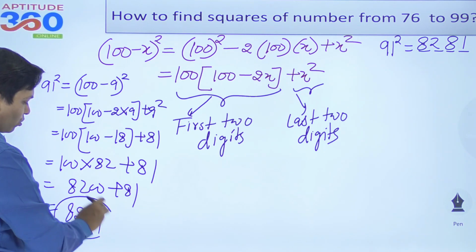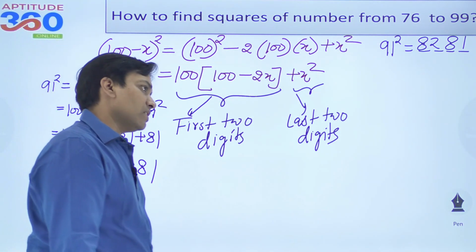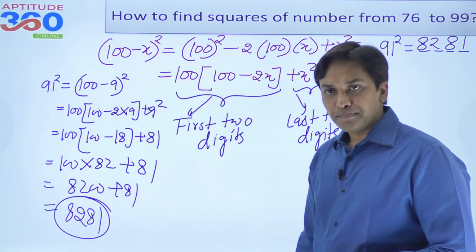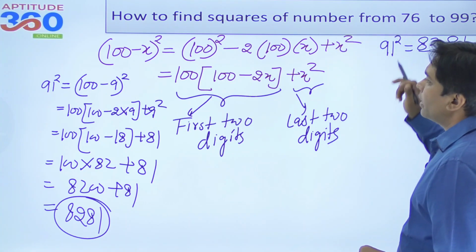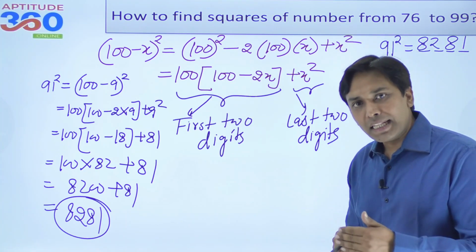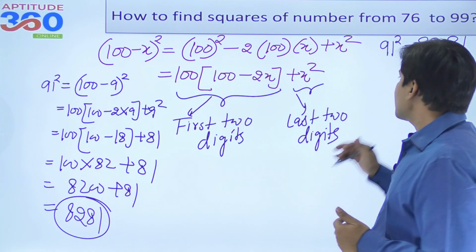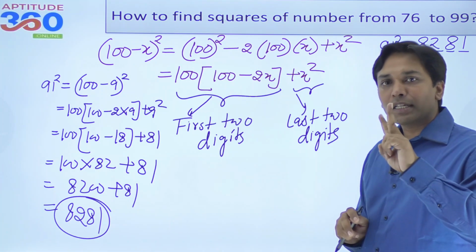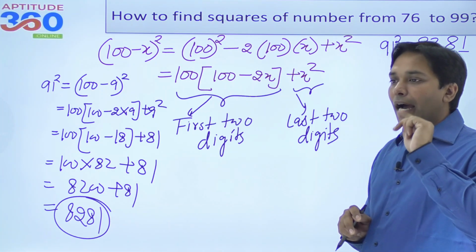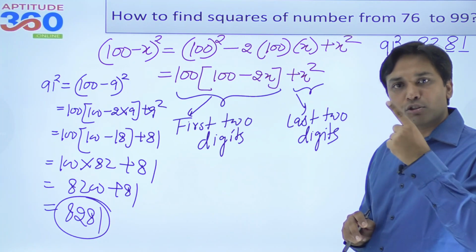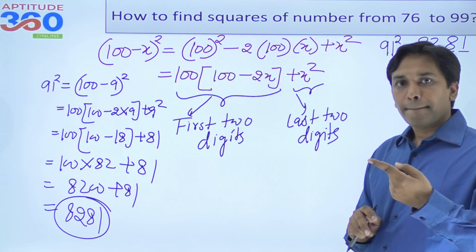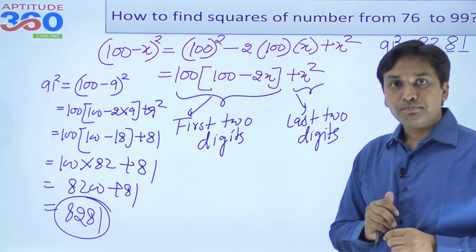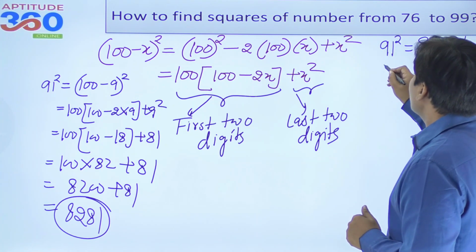Why do we have to do this? We don't have time, space or energy to write all of it. What we should write is this. If I need to find 91 square, this number is 9 less than 100. 9 square is 81, so the last two digits will be 81. To find the first two digits, I multiply that difference by 2, which is 9 into 2 is 18. That 18 should be subtracted from 100 and you have your number. Is that okay?